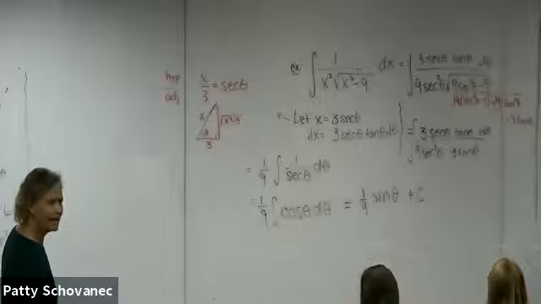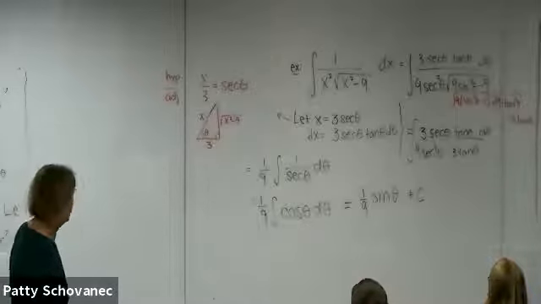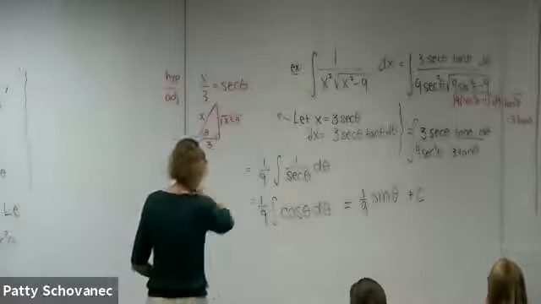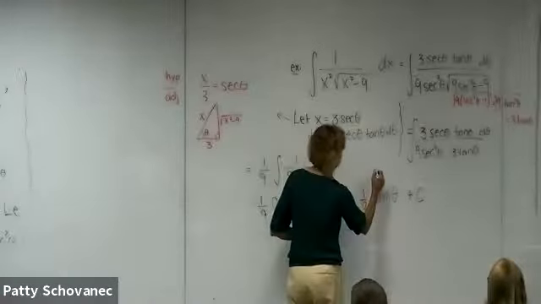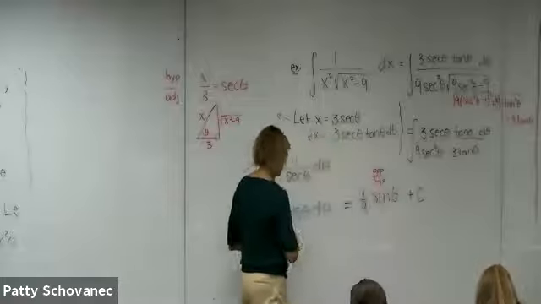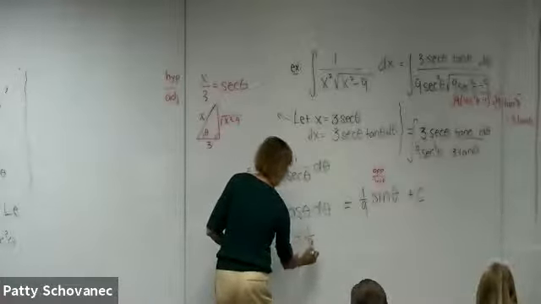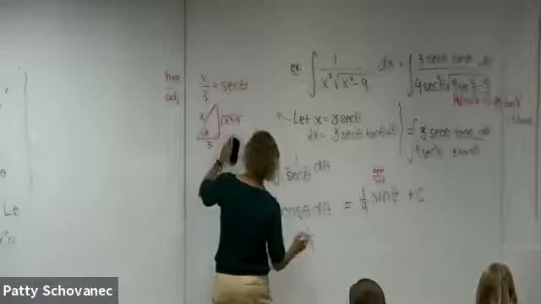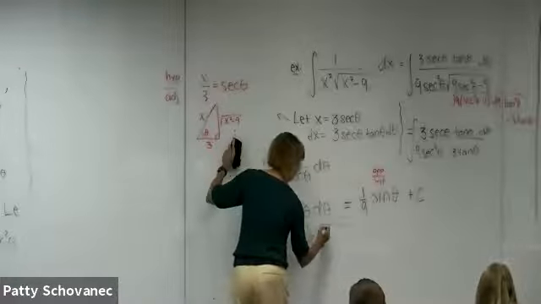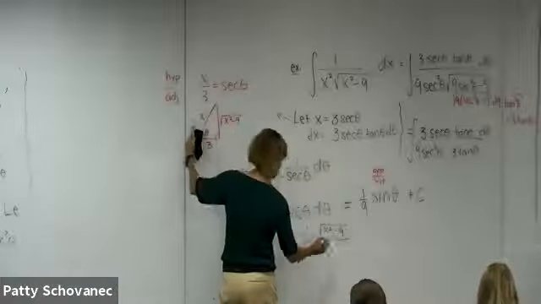And then the sine is opposite over hypotenuse. Opposite over hypotenuse. So our final answer: the opposite side is the square root of x squared minus 9. The hypotenuse is x.